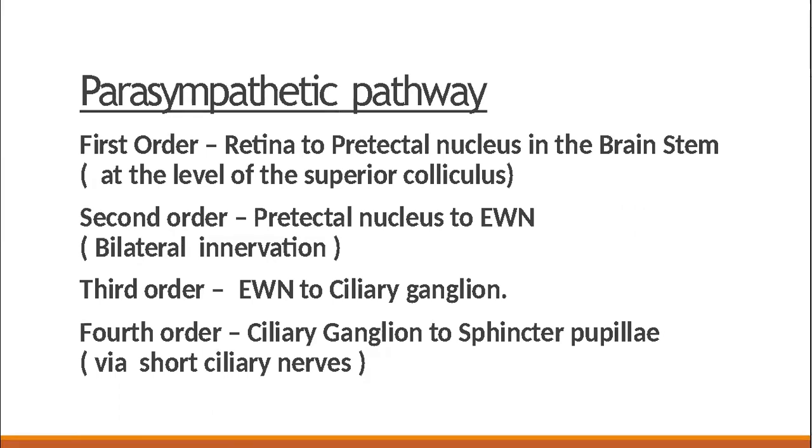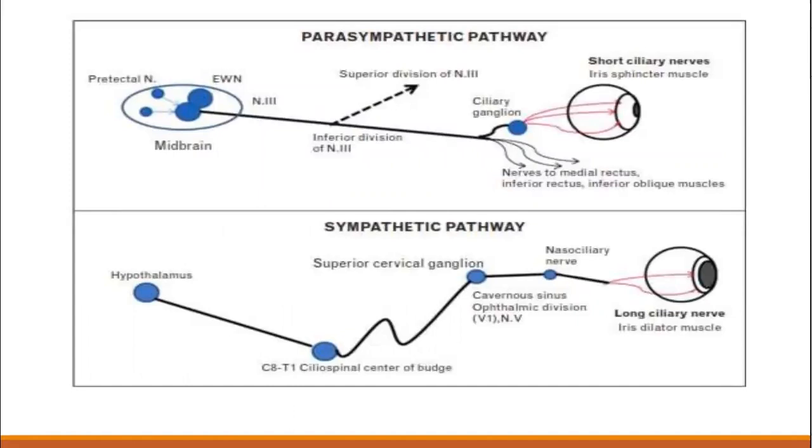The third order neurons go from the Edinger-Westphal nucleus to the ciliary ganglion, and the fourth order neurons go from the ciliary ganglion to the sphincter pupillae via the short ciliary nerves, which are a branch of the third nerve. So that is the parasympathetic pathway, friends.